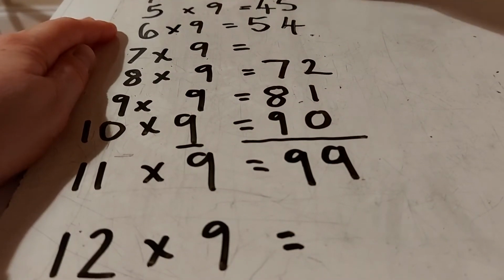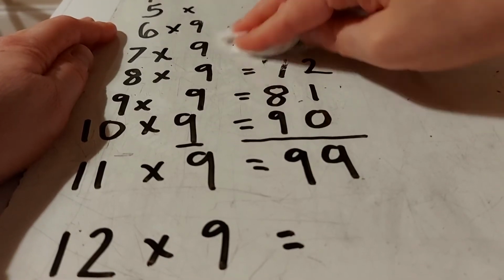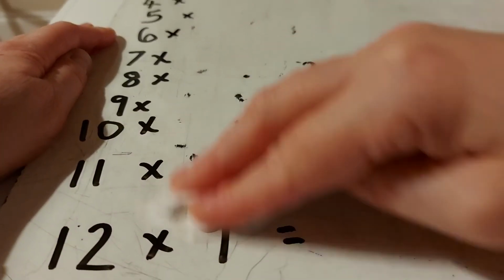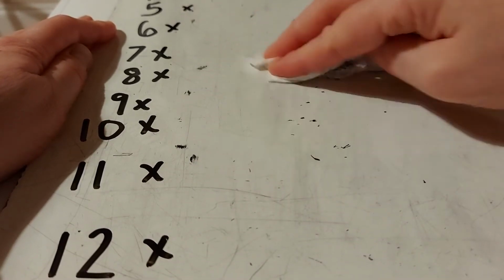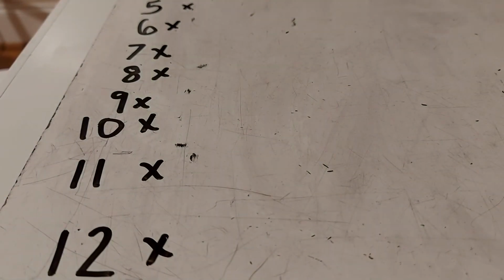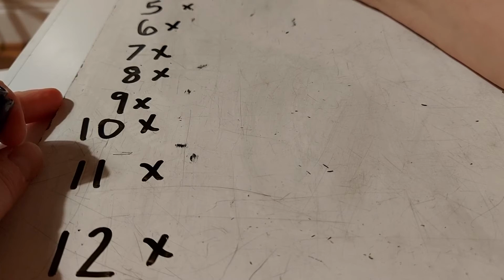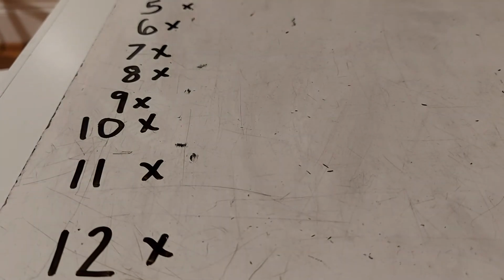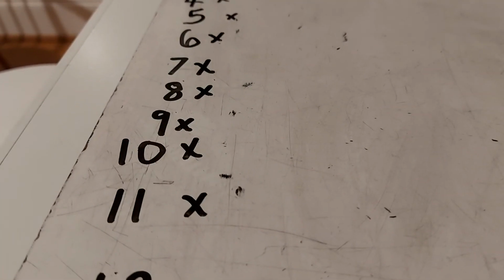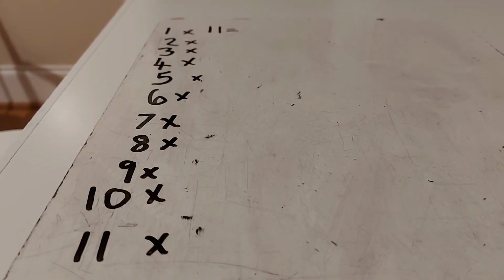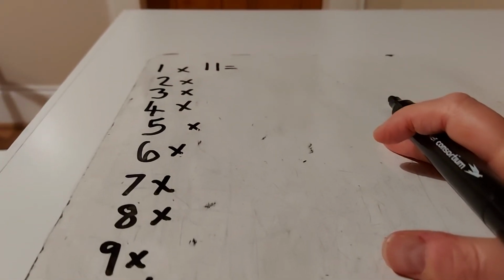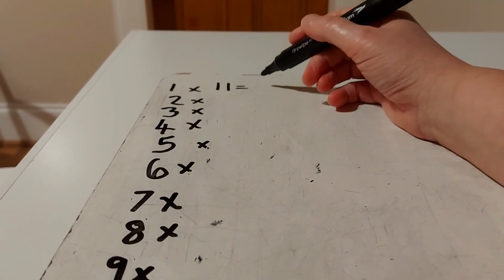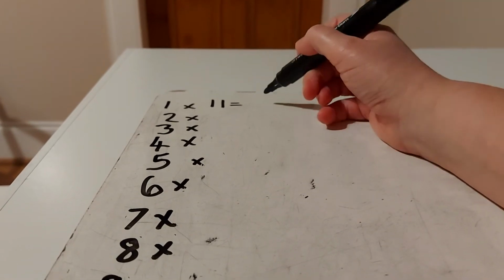Let's now look at the 11 times table. Okay, you just need to give me a minute to write it out. As I write it out, predict what the answer is going to be. And I'll write the answer down. We'll see if there are any patterns.